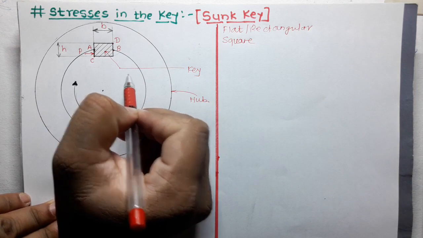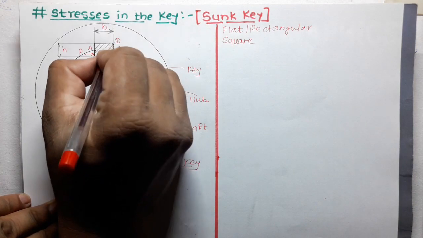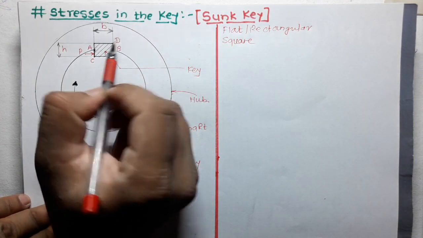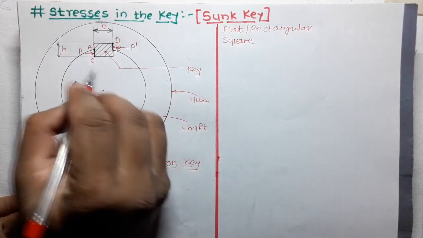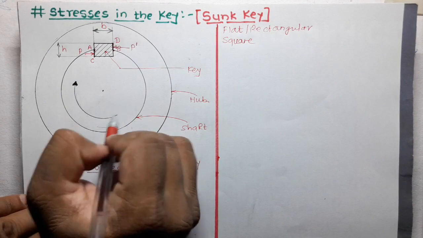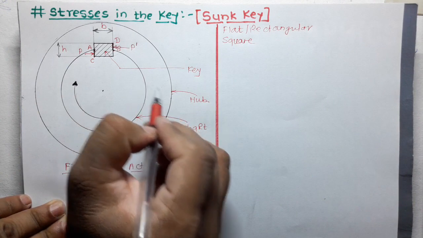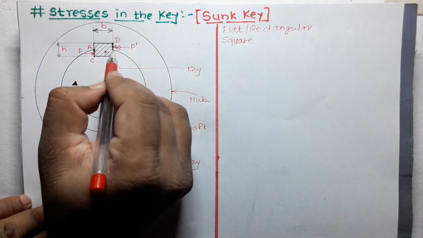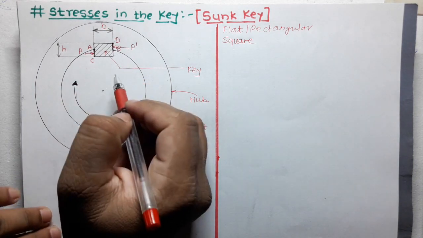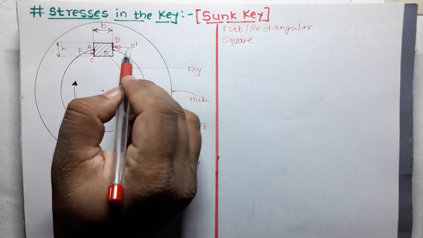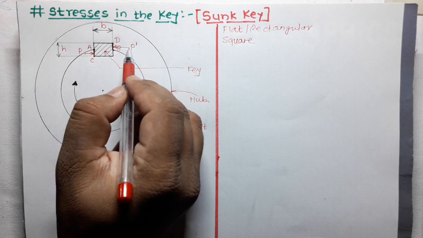Now there has to be a reaction from the hub. So there will be a force acting on this face DB towards the left side. This is force P dash. So this P is nothing but the applied force by the shaft on the key on this face AC, and this P dash is the reactive force, a reaction from the hub, acting on this face DB. This is the applied force, this is the reactive force, so both are equal.